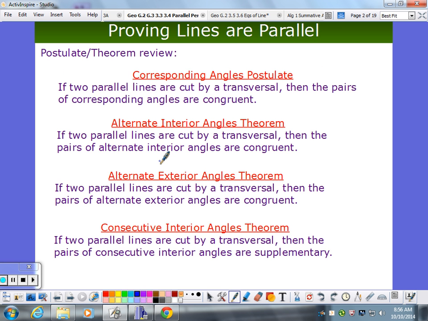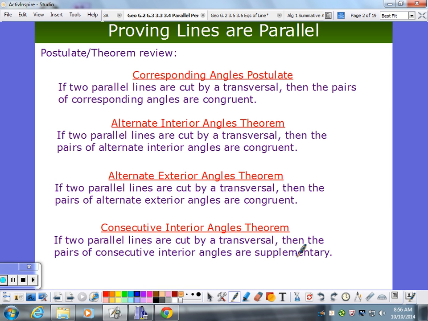It's just cute. Okay. So we're going to have to do another postulate and three theorems, and these are converses of the ones we did last time. These are the ones we did last time. If two parallel lines are cut by a transversal, then the pairs of corresponding angles are congruent. Alternate interior angles of parallel lines are congruent. Alternate exterior angles of parallel lines are congruent. And consecutive interior angles of parallel lines are supplementary.